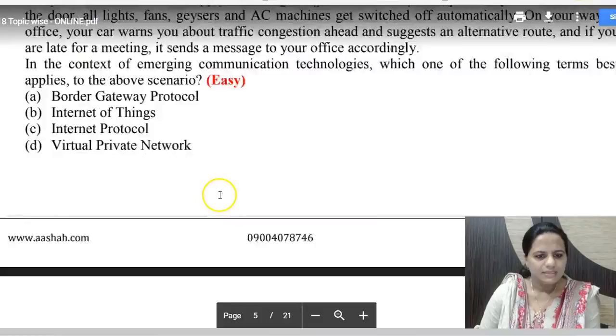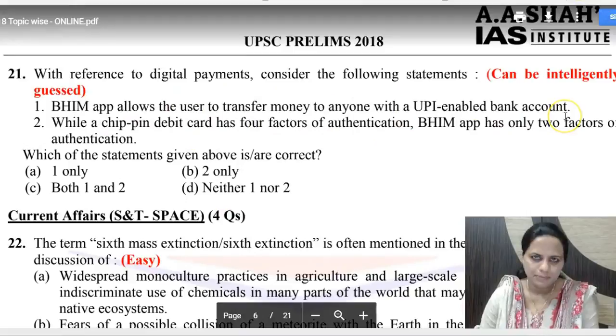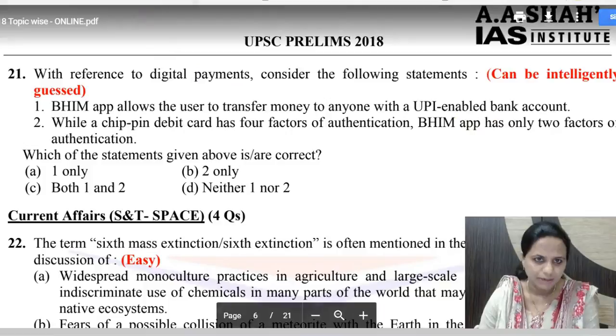Then next is, with reference to digital payments, consider the following statements. Bheem app allows the user to transfer money to anyone with a UPI enabled bank account. Yes, this is correct. While a chip PIN debit card has four factors of authentication, Bheem app has only two factors of authentication. Now the second statement is speaking against Bheem app, and Bheem app is an app of the Government of India which it has been endorsing. So there cannot be a statement which is criticizing this, that this does not have enough factors for authentication, enough security. So here the correct answer for 21 is A. Though it has been in news, even an intelligent guesswork can help you in giving the correct answer.